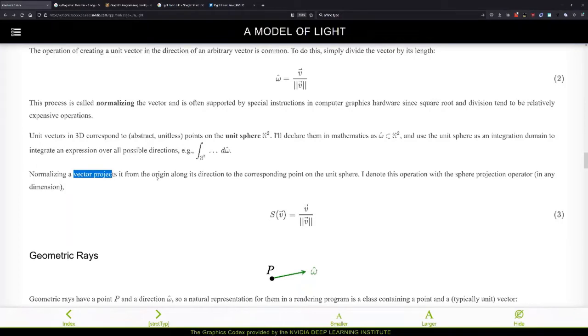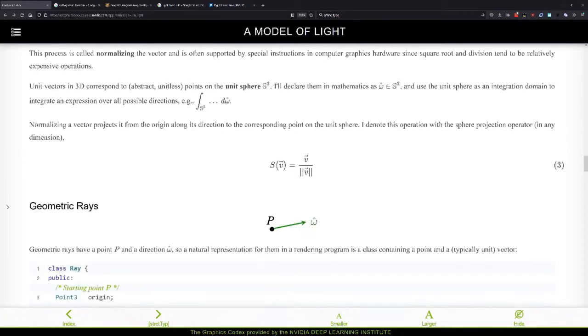Normalizing a vector projects it from the original line to the corresponding point on the unit sphere. Oh! Huh. That's a parallel I hadn't thought about. Not actual parallel, but like parallel line stuff. But like projection of a vector onto another vector. A normalization is a projection of one vector onto the unit sphere. Okay.